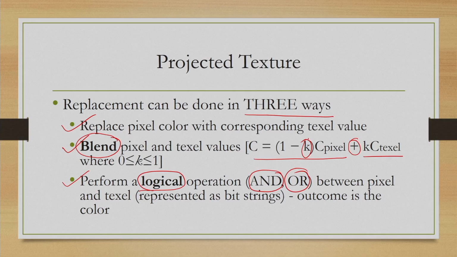So this is the projected texture method. Here we create the texture pattern separately, then paste it. There are 3 ways to paste. One is simply replacing the pixel value with the texel value. Second is using an operation called blending, and third is using a logical AND or OR operation between the two bit strings representing the pixel and texel intensity values. Either of these 3 we can use to paste.